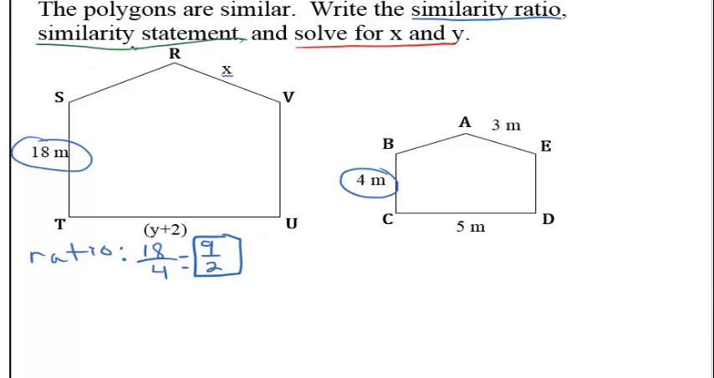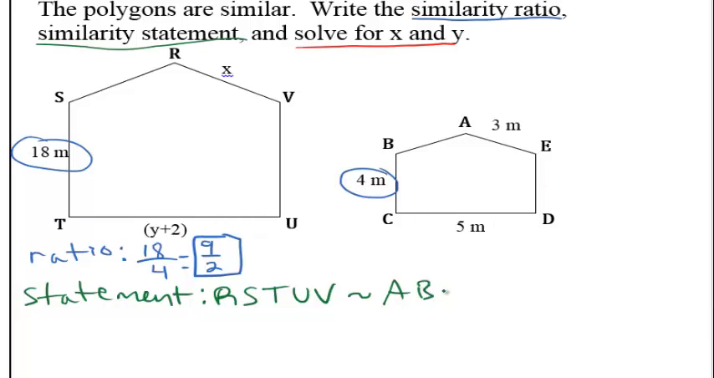All right, next it asks for a similarity statement. My statement is this figure is similar to this figure here. So if we go in order here, let's start with R. RSTUV is going to be similar to ABCDE, with the similarity symbol between them. Okay, I can match up corresponding angles, corresponding sides, proportional sides, and so on and so forth.